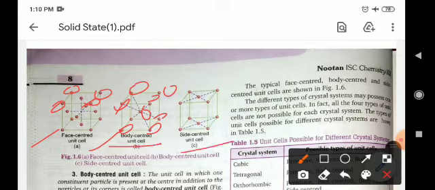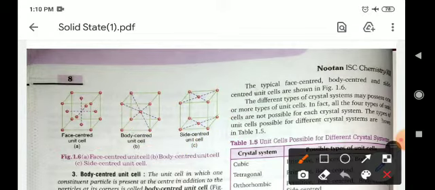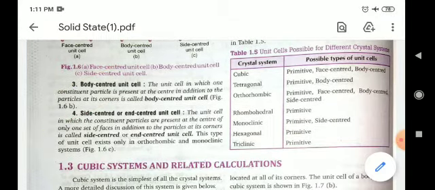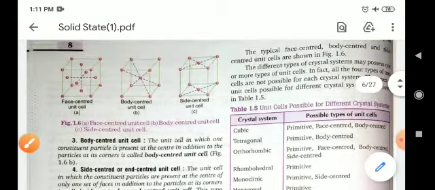And the side centered unit cell, in which there are a total of 8 corners, and at all corners constituent particles will be present. In addition, there will be 2 particles present at the face centers, that is the above face and the below face. Then it is known as the side centered unit cell. Now that is body centered and side centered as I have discussed here.